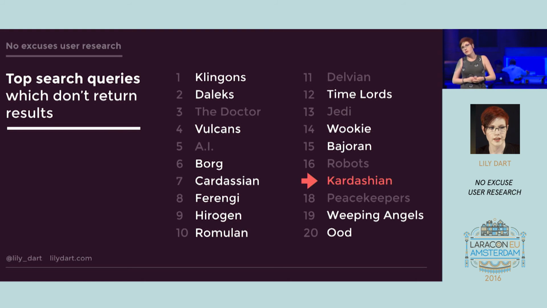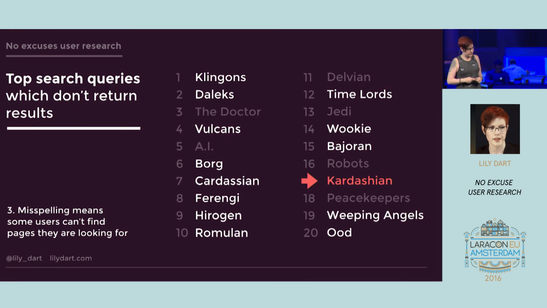The third issue is an unfortunate misspelling of Cardassian, which is a race from Star Trek, which gives us our third finding, which is that misspellings mean that some users can't find what they're looking for. Now, for findings like these, the scale of the search queries is quite important. If just one user has made this mistake, and I really hope it's just one user, then it's not a major problem. But if users are commonly making this mistake, then we might want to consider adding this to our search metadata so that people still end up on the page they want to be at.